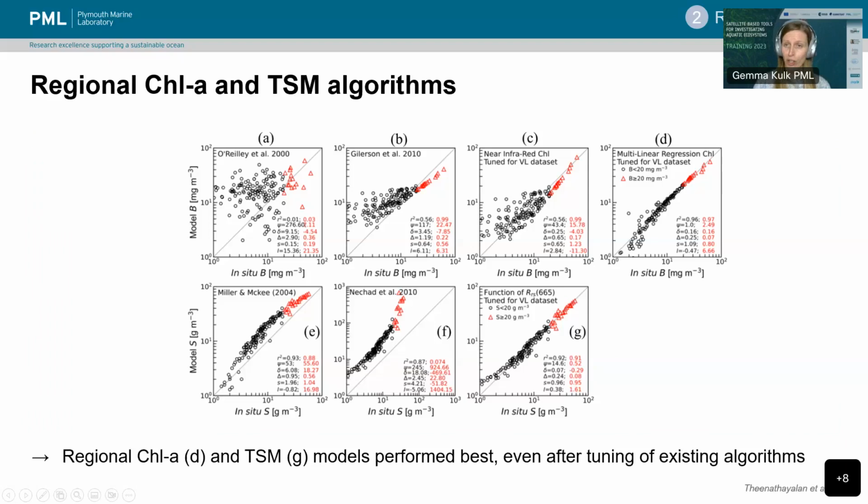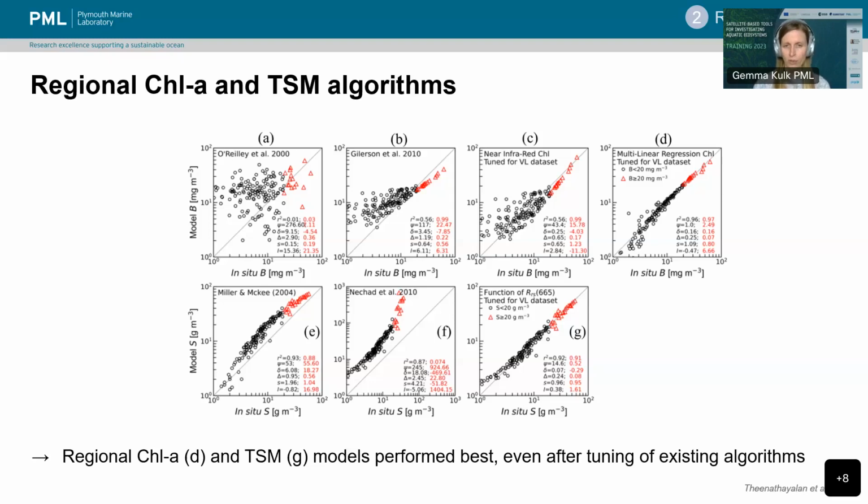And the results showed that the existing algorithms for the retrieval of chlorophyll A were not suitable for Lake Vembanad, even after regional tuning of the algorithms. And the Gilerson et al. algorithm showed better performance with regionally tuned coefficients at higher chlorophyll A concentrations, but high variance remained at low concentrations for this algorithm. So the new locally tuned multilinear regression algorithm for chlorophyll A performed the best in Lake Vembanad in comparison with the other algorithms that we've tested.